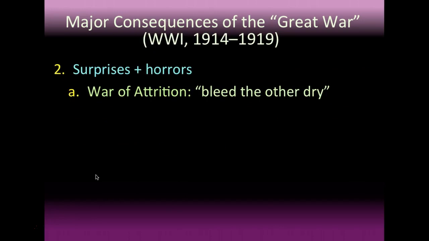So some of the other major consequences of the Great War, of World War I, were the surprises and horrors. One, it was considered a war of attrition. That means we want to kill the most people on the enemy side, or bleed the other dry. That was a saying that the Germans said of the French. So it wasn't a matter of gaining territory or for some event to happen. It was, we're going to survive longer than them. We're going to kill more of them than they can kill of us. And having a war of attrition only leads to extraordinary numbers of dead people, and that's exactly what this war was.